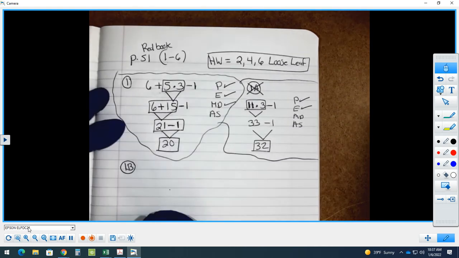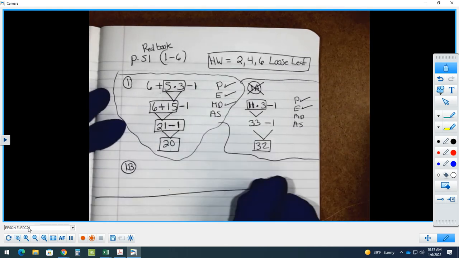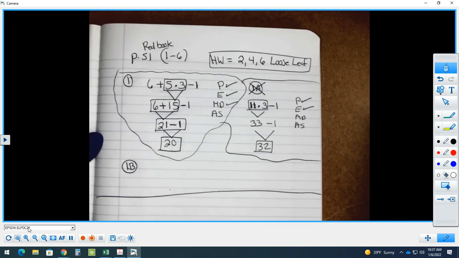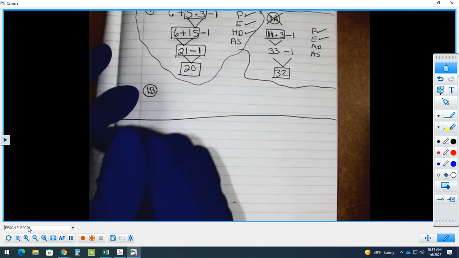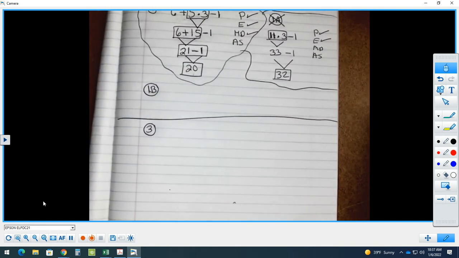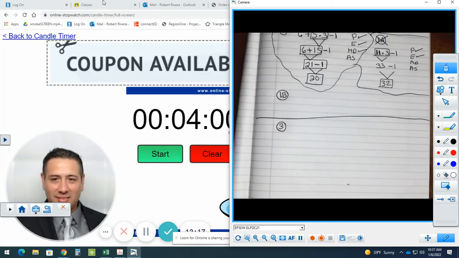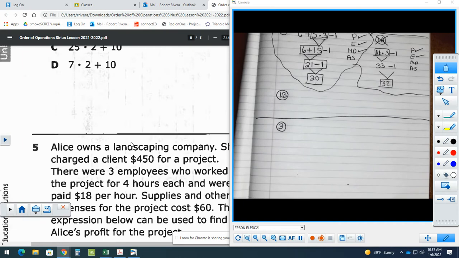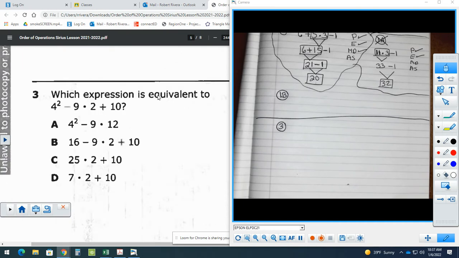So now I'm going to draw a line. If you have space, you can draw a line too. I have space because I didn't do the other two choices. If you don't have space, you can go to the back already. So now the next problem is number three. Let me check what number three wants. Number three says again, which is equivalent. That means which are equal. So I'm not going to do all the choices again.